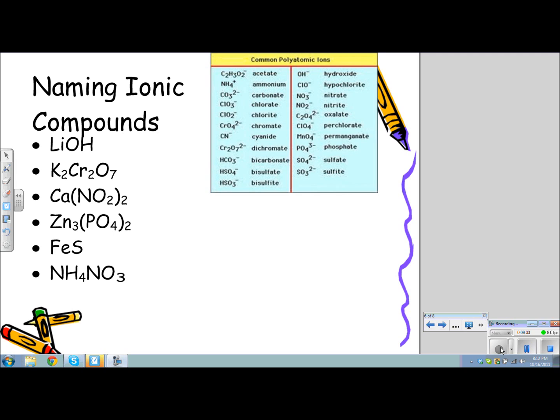FeS is the only compound on this list that is a type 2. Iron is a transition metal. Therefore, the answer is iron, Roman numeral 2, sulfide.